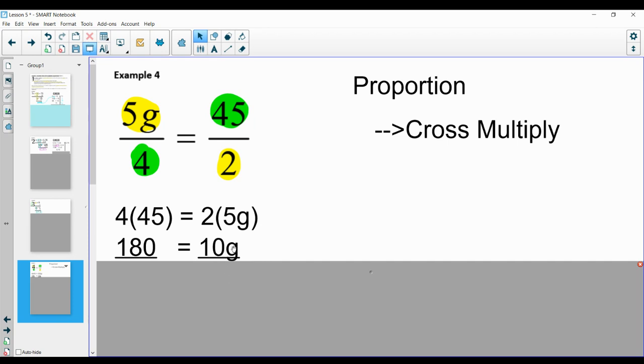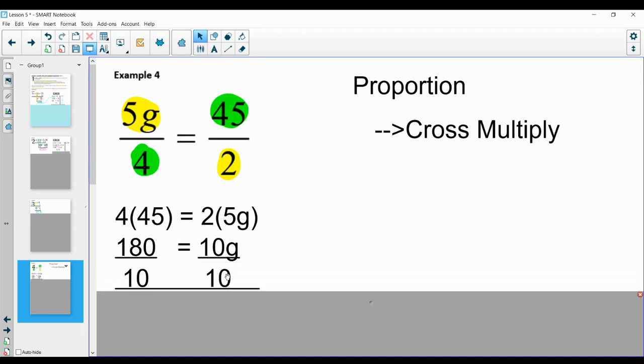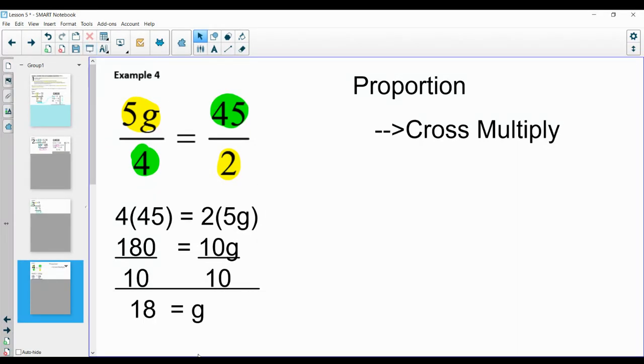So now I have a really simple one-step equation, and I want to get g by itself. To get it by itself, I need to get rid of multiplying by 10. To get rid of multiplying by 10, I'm going to divide by 10. And if I divide one side by 10, I have to divide the other by 10. Once you do that, you get your final answer, which is g equals 18. That is the final solution to this problem.